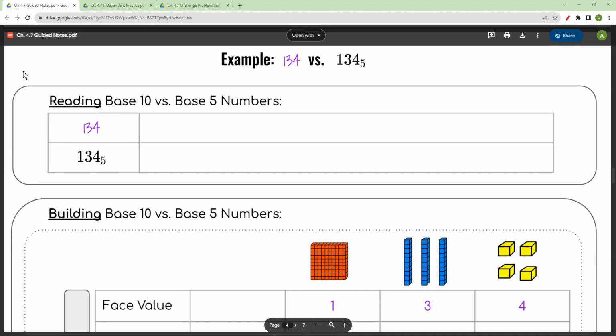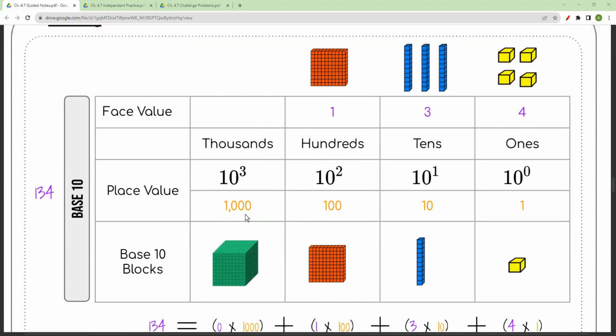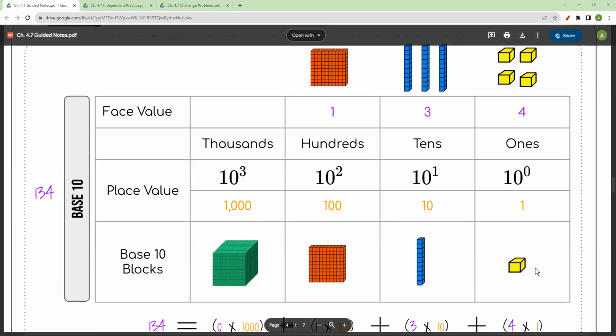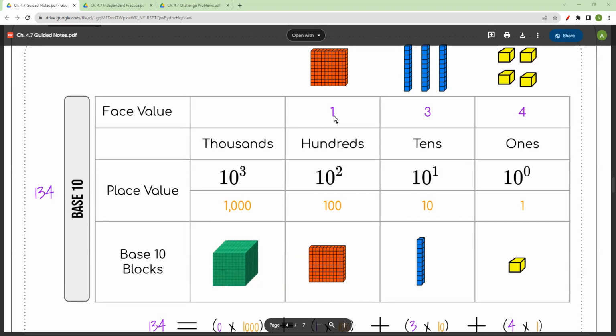So let's start with our base 10. Okay, we're familiar with our thousands cubes, our hundreds blocks, our 10 sticks, and our unit cubes. So if we were given the number 134 and we were told to put it into the place value chart, it would look like this. We have 100, 3 10s, 4 1s.